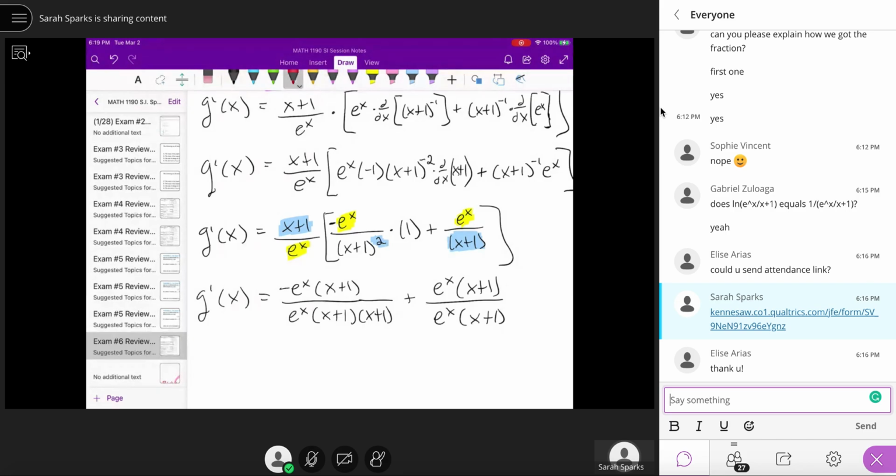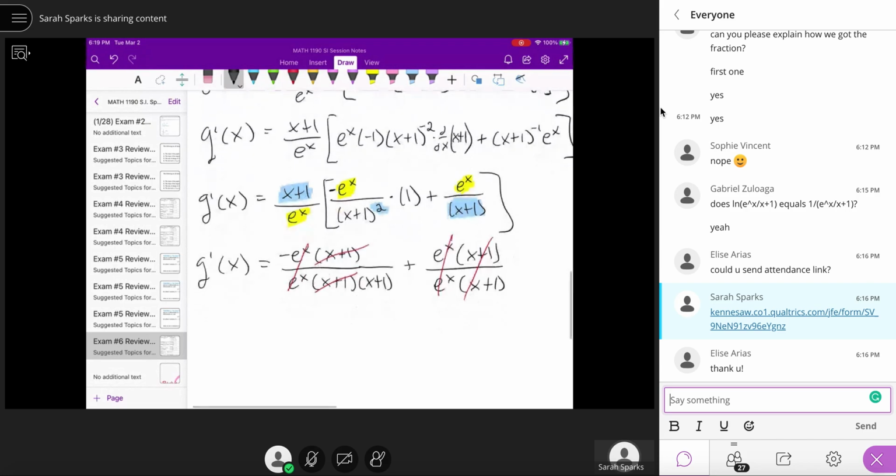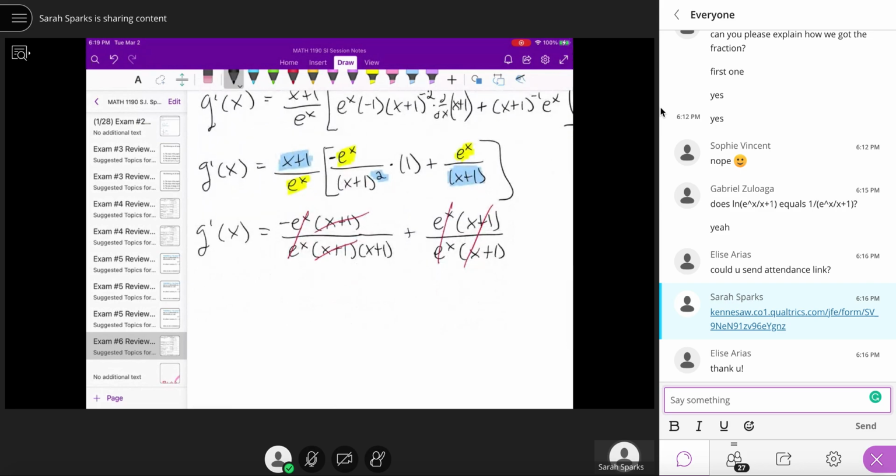And then from here, those e to the x's cancel out. That x plus 1 cancels out with that x plus 1. E to the x's cancel out. X plus 1's cancel out. And now we get g prime of x is equal to negative 1 over x plus 1 plus 1.